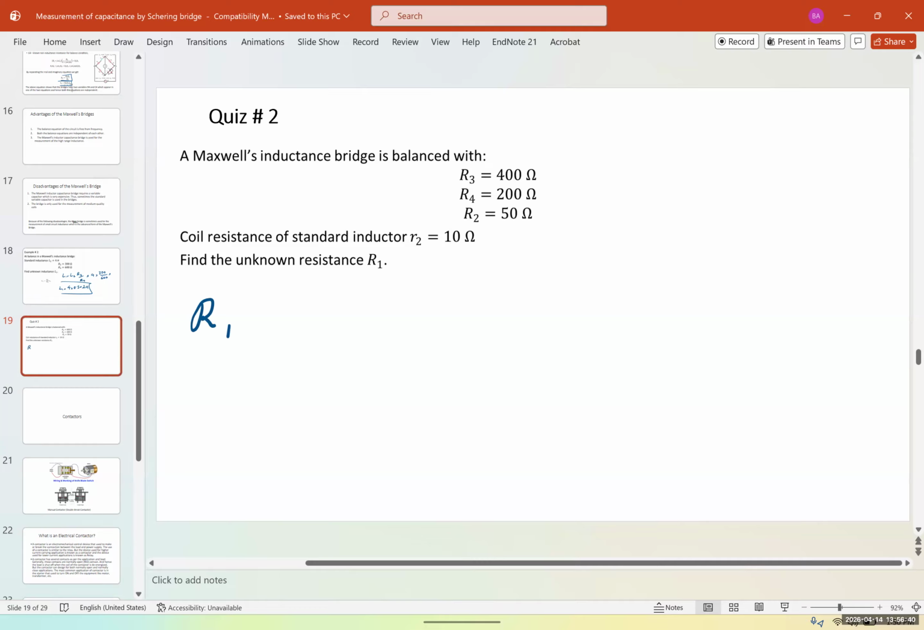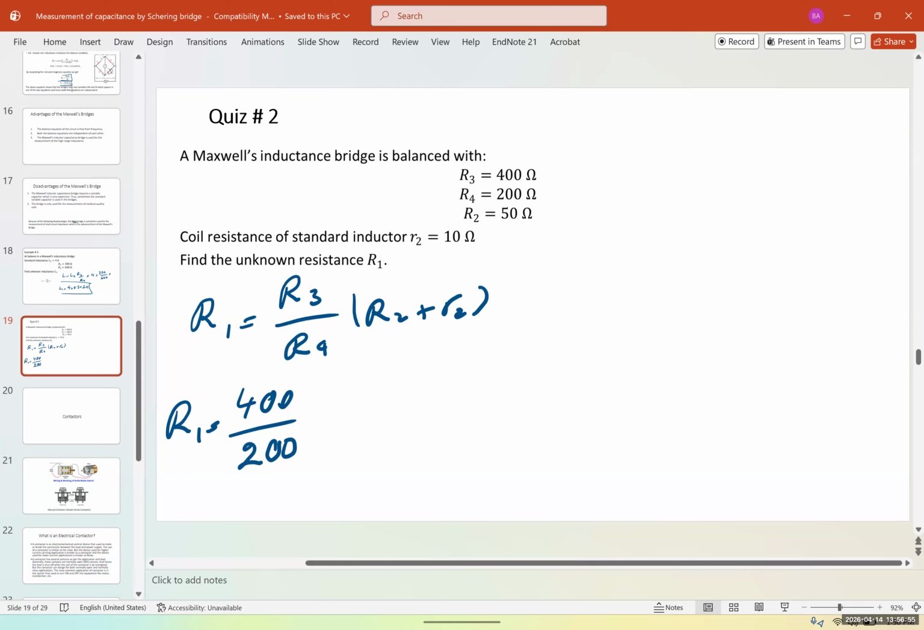So if I want to find R1, according to the equation that we have, it's going to be R3 over R4 times R2 plus R2. Now, R1 is going to be equal to 400 over 200 times 50 plus 10, which is 2 times 60, which is 120 ohms.